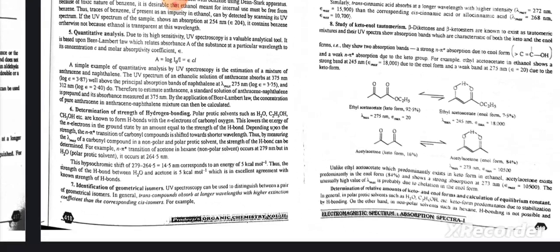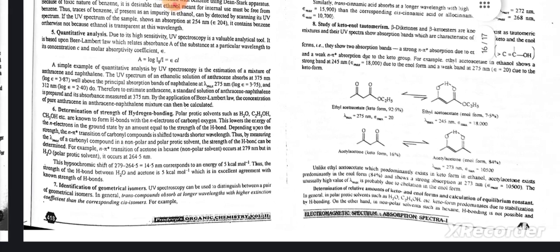For example, the n to pi star transition of acetone in hexane occurs at 279 nanometers, but in H2O it occurs at 264.5 nanometers. The hypsochromic shift of 14.5 nanometers corresponds to an energy of 5 kcal per mole. Thus, the strength of the H bond between H2O and acetone is 5 kcal per mole, which is in excellent agreement with the known strength of H bonds.